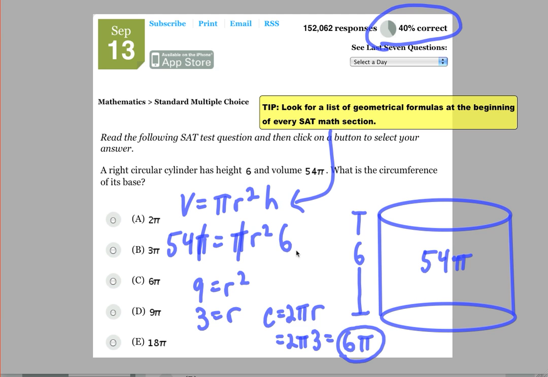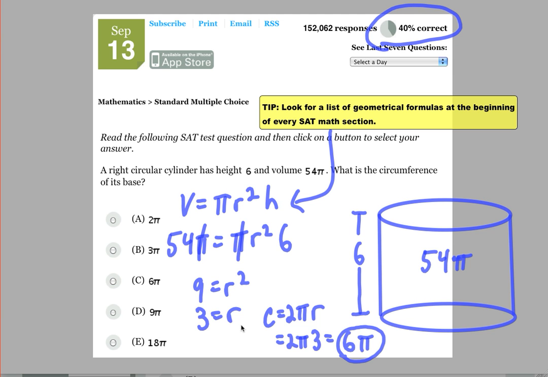We then divide both sides of the equation by 6, which gets us 54 divided by 6 is 9. 6 divided by 6 is 1. So 9 equals r squared. And then 3 is our radius.